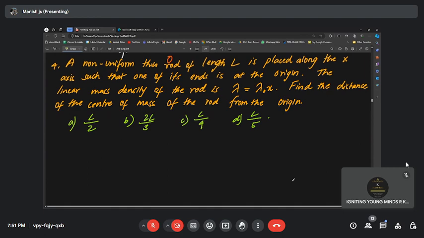So having this information, they are asking you what is the distance of the center of mass of the rod with respect to the origin. That's it. Who remembers the formula for the center of mass of a particular rod having the linear mass density? There is a direct relationship. Anybody remembers the formula? You can tell me in case you have the idea for it.